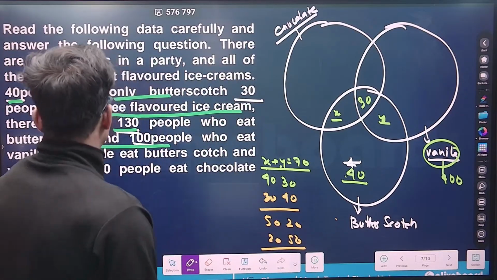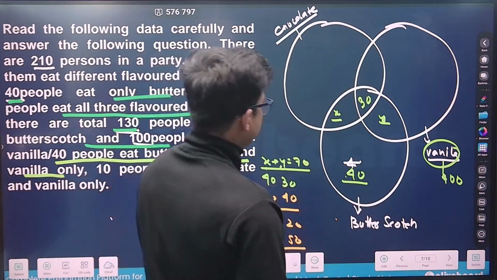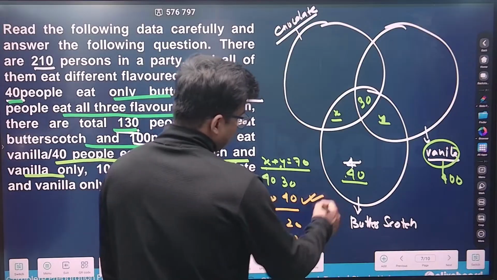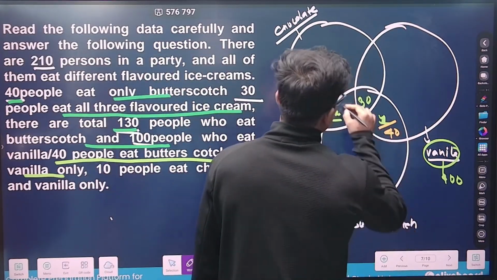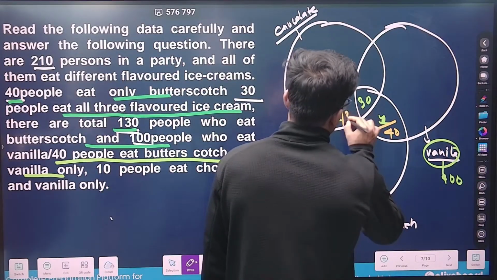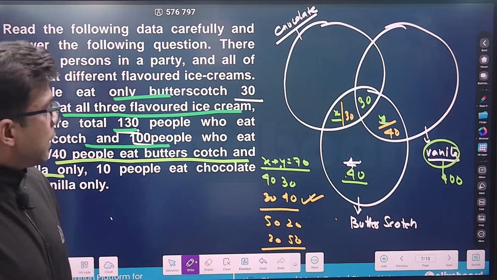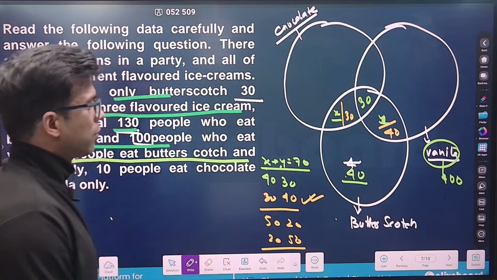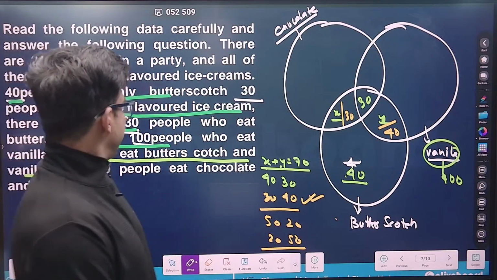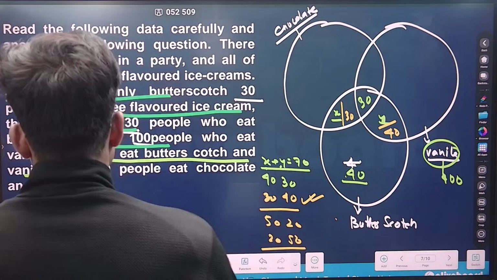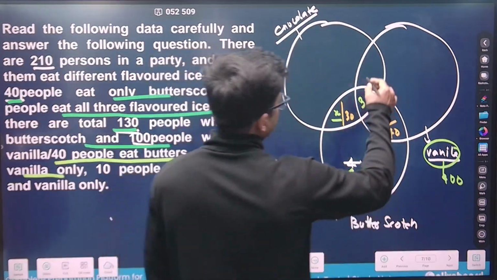But here in the question it is mentioned that 40 people eat butterscotch and vanilla only. So butterscotch and vanilla only means this case is applicable now, because if y is 40, this is given that y is 40, then definitely x would be how much? 30. Correct. Okay, point is clear. Now also you cannot put vanilla over there because one thing is not mentioned. Okay, let's read the other point. 10 people eat chocolate and vanilla only. So this is basically 10.